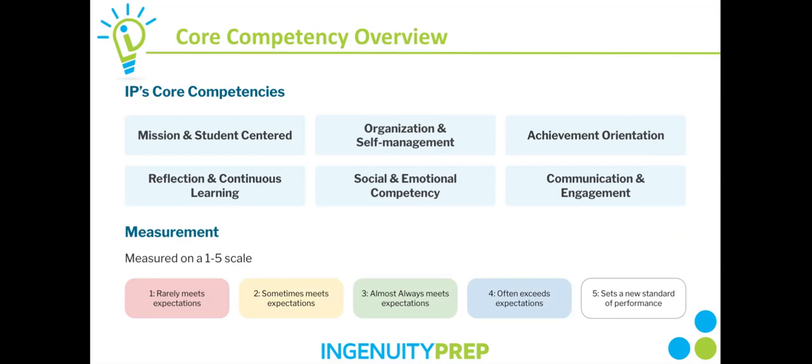Now let's talk about competencies more deeply. Competencies are the second major component of the evaluation system. They assess how work gets done. All staff will be rated on these 6 core competencies. They apply to everyone, regardless of role, and have been designed to reflect what high-quality, mission-aligned work at IP looks like. They are intentionally cross-functional and role-agnostic, creating clarity and consistency across the organization.